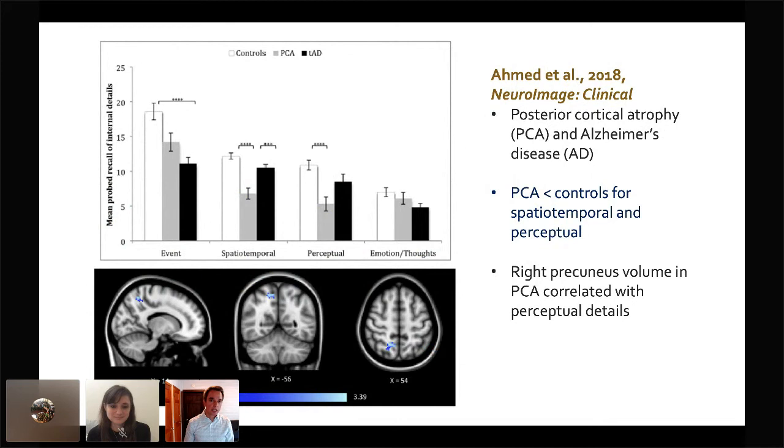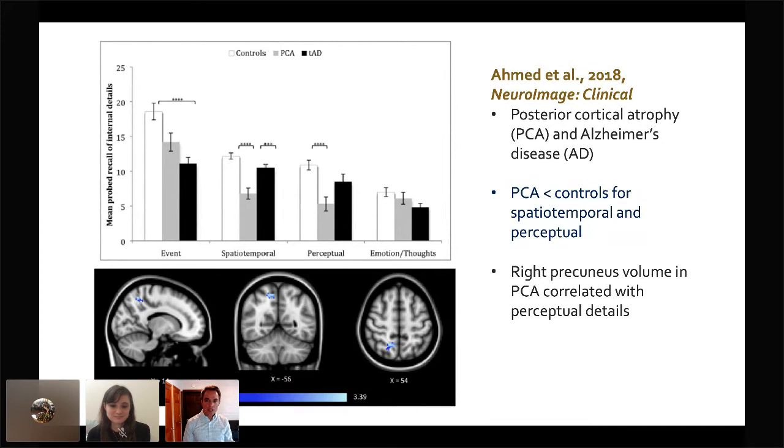And what they found was that in this posterior cortical atrophy group, there was a selective disruption or reduction in the ability to retrieve spatial, temporal, and perceptual details, the very types of details that Dr. Sheldon suggests might be part of contextual remembering. They further showed that dementia-related atrophy in right precuneus was associated with how much difficulty these individuals had with retrieving one of these types of details, perceptual details specifically. So this is one of several studies that show similar findings.